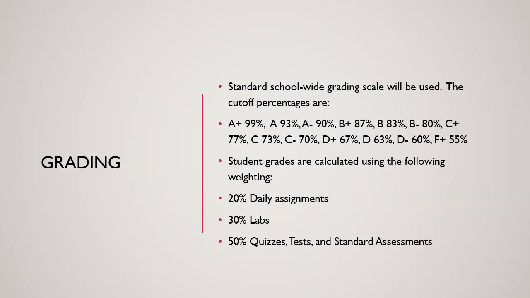The standard school-wide grading scale will be used for Physics 1, and cutoff percentages are shown on this slide. Student grades will be calculated using category weights: 20% for daily assignments and homework, 30% for labs, and 50% for quizzes, tests, and standard assessments.